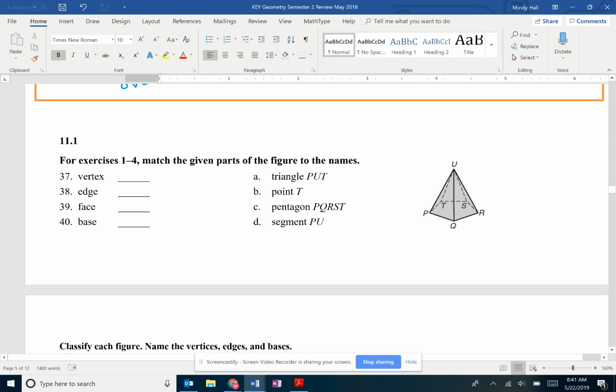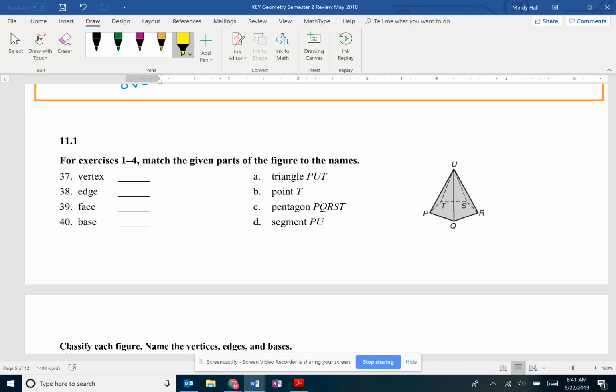This video is going to cover Unit 7, which is number 37 to 56 on the semester review. So, jumping right in, we want to match the given parts of the figure to the names. So, vertex is where three or more faces meet.